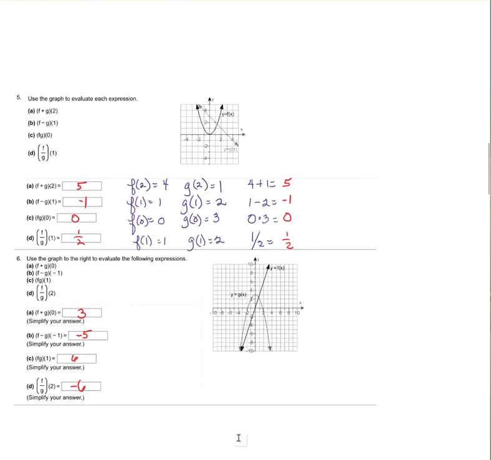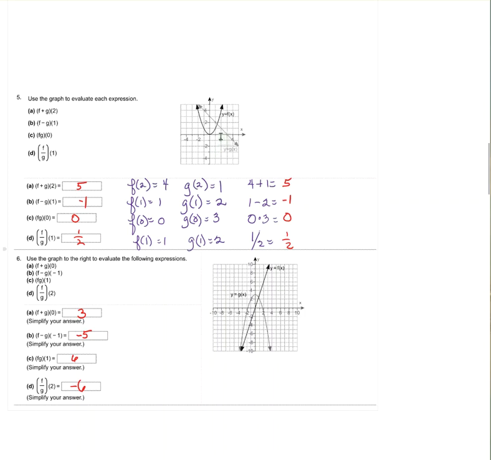Number 5, now we're going to do the operations, but we're going to use the graph. And so we don't have an equation to plug into. We've got points to look at. So here is g of x, that's the line, and f of x is the parabola. So if we're going to do f plus g of 2, we want to find f of 2 and g of 2. All right, how do we do that?